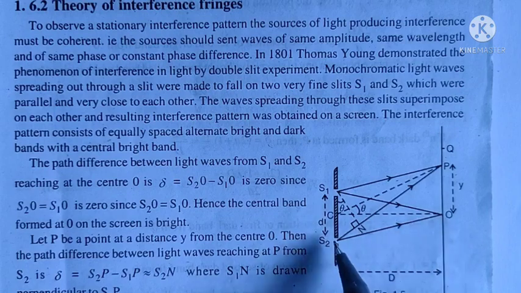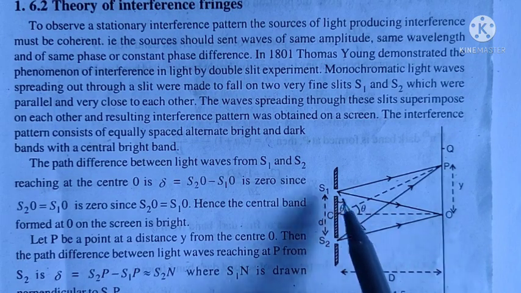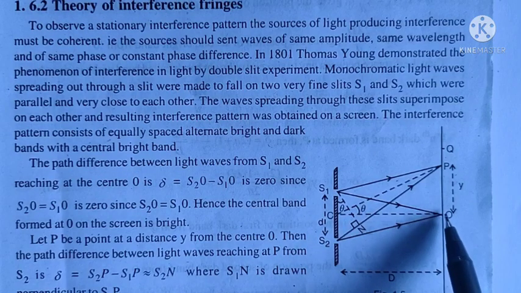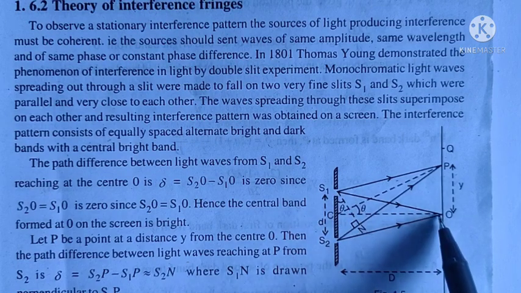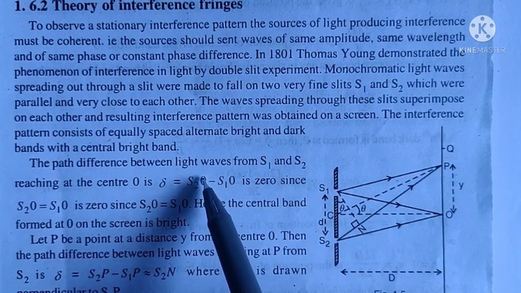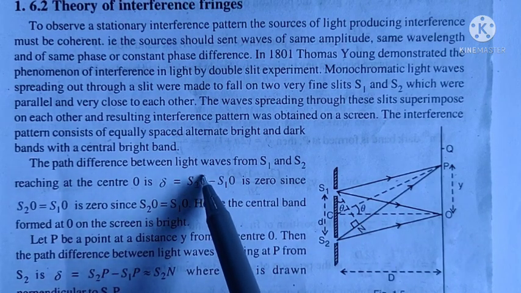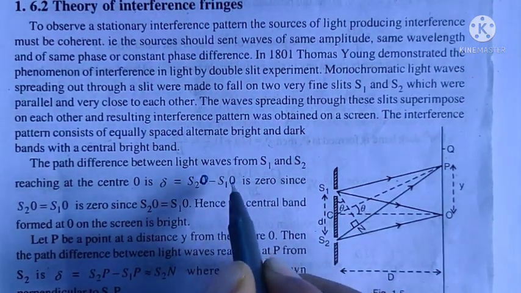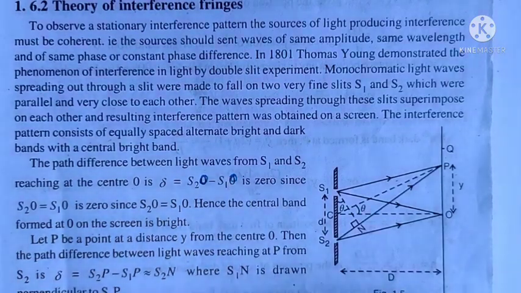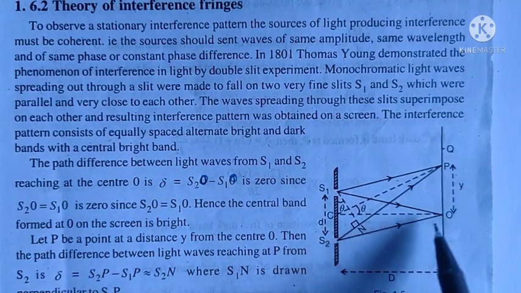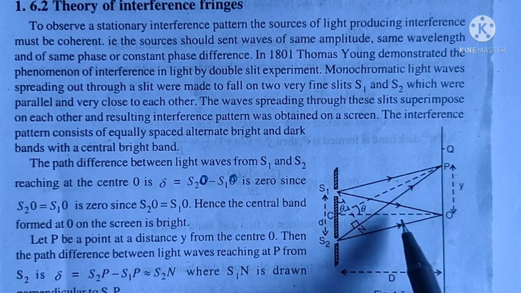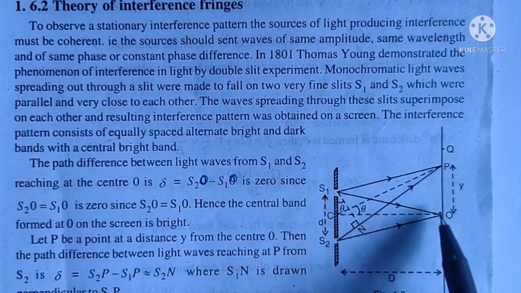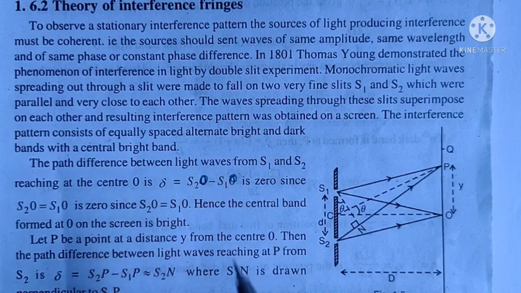So the light reaching here and reaching here. So the path difference, this is the path traveled by this light wave to reach here, and this is the light wave traveling from here to reach here. So S1O and S2O. This is O, not 0. So S2O minus S1O will give the path difference between these light waves. It is 0 because this is the central point, and it will travel equal path from here and here to reach here. So the path difference is 0.